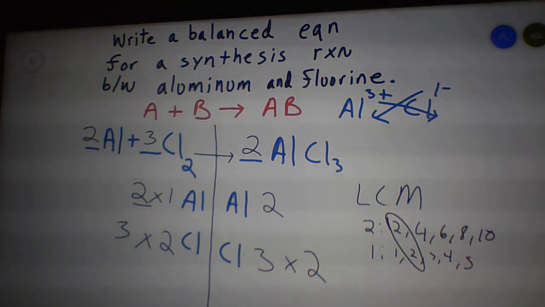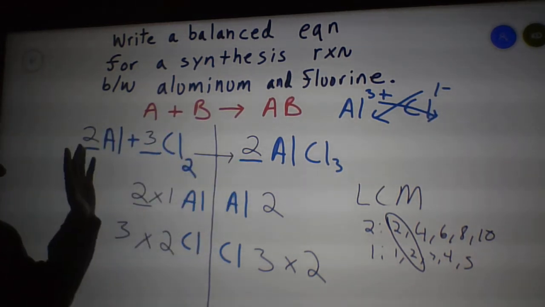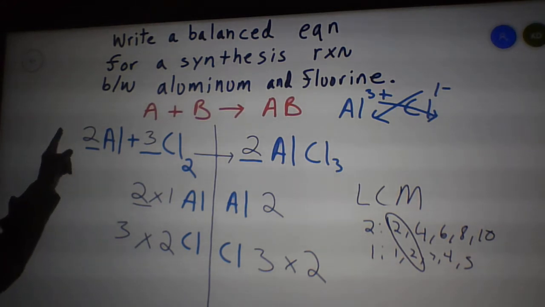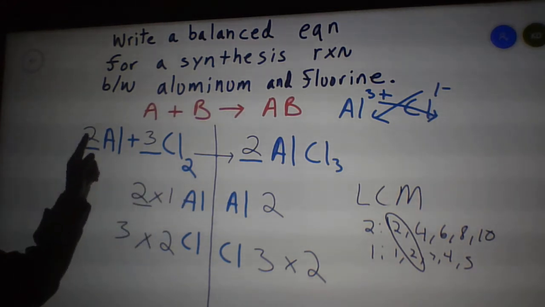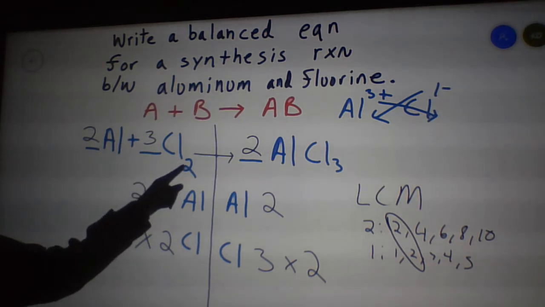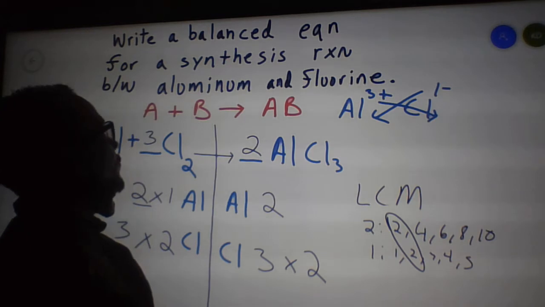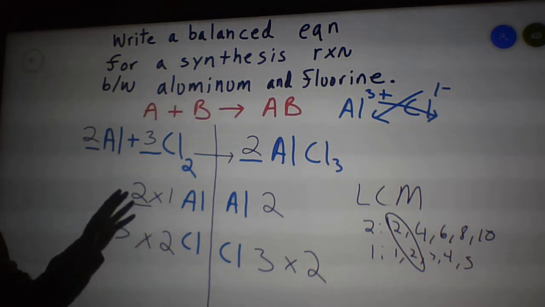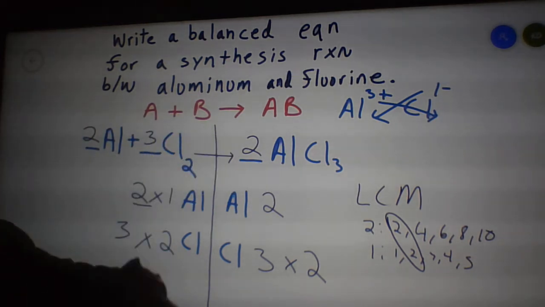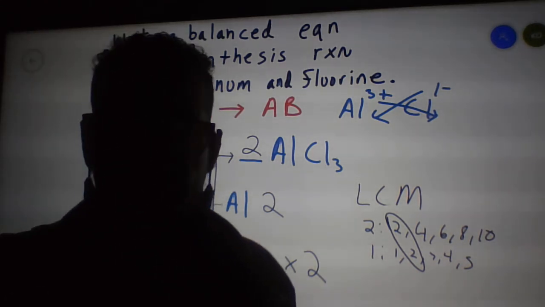Okay, so now they're balanced. Let's check it and see. I still have to make sure that when I go through this, everything should be balanced. If not, I need to balance it some more. 2 aluminums. Okay, 2 aluminums. Okay, we're fine. 6 chlorines. Okay, we're fine. 6 chlorines. Okay, we're fine. All right, so this one is done. This is our final answer here. Good job. All right, and then let's take a look at the next one.